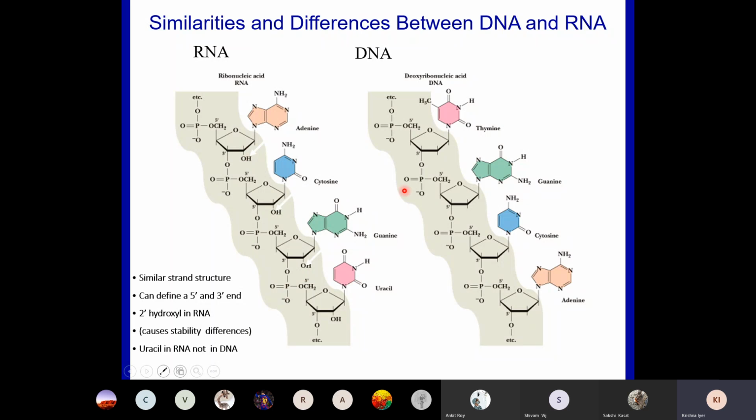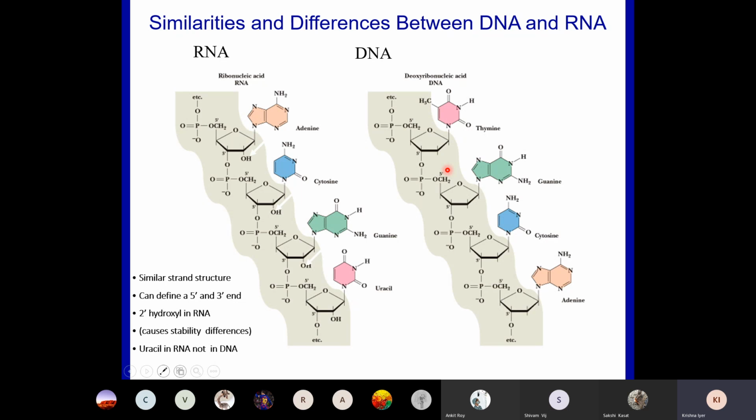Now this reaction is not possible in DNA, and that is probably one of the reasons why we say that the big evolutionary step was when organisms decided that rather than having RNA as a genetic material, they should have DNA as a genetic material, which has inherently more chemical stability.